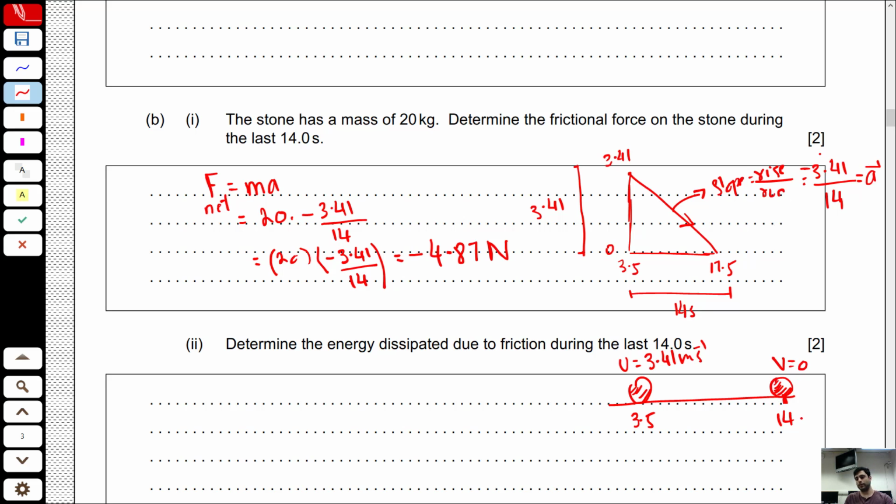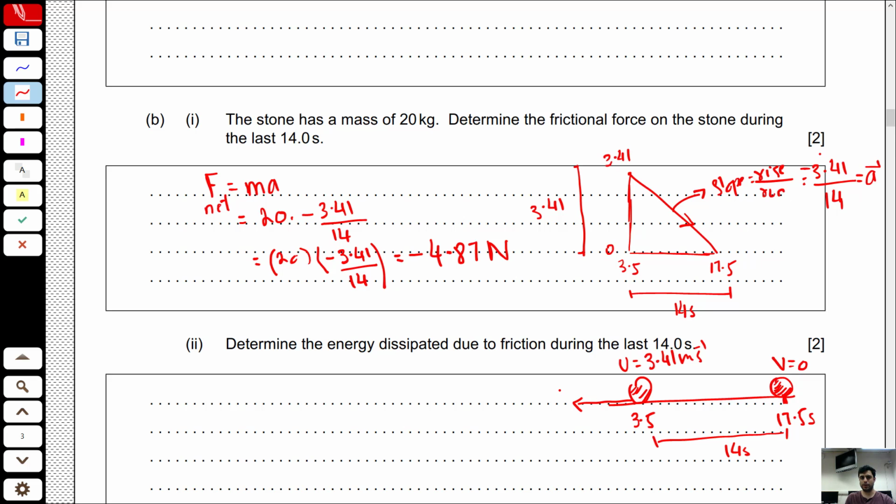It decelerates to 0 at 17.5 seconds, and it takes around 14 seconds to decelerate. So this is the situation here. In order for the body to decelerate, there must be some frictional force acting in the opposite direction.